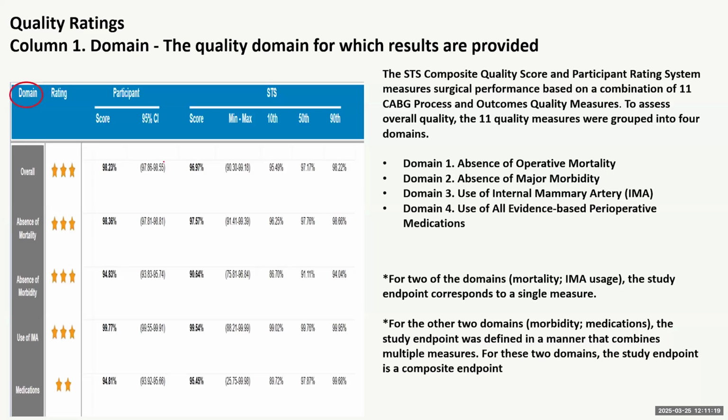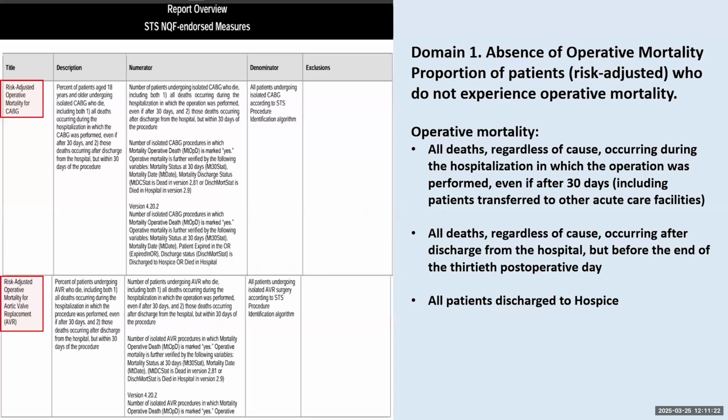So when you look at the first domain, as you can see, I'm taking stuff from the analysis overview where it talks about the domains, and I also have the STS NQF endorsed measures. So we're going to be looking at these simultaneously because these 2 documents, in my mind, go hand in hand. And I use them both the same amount of time because they both have great information.